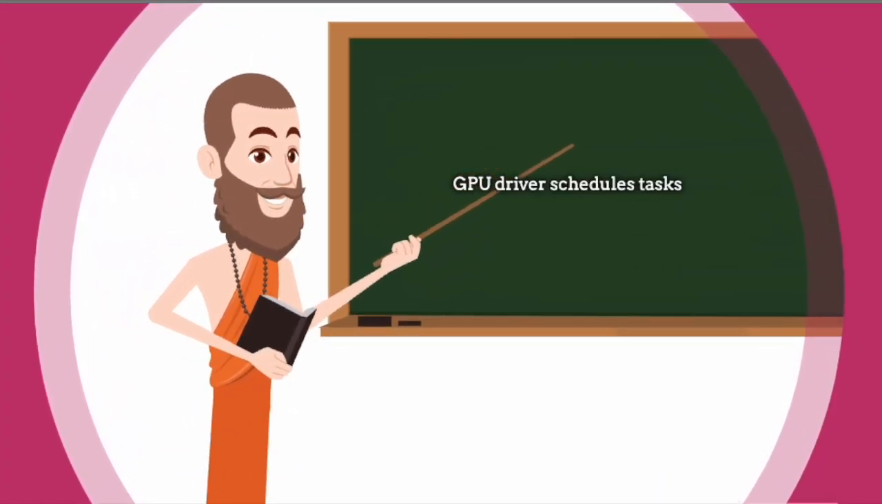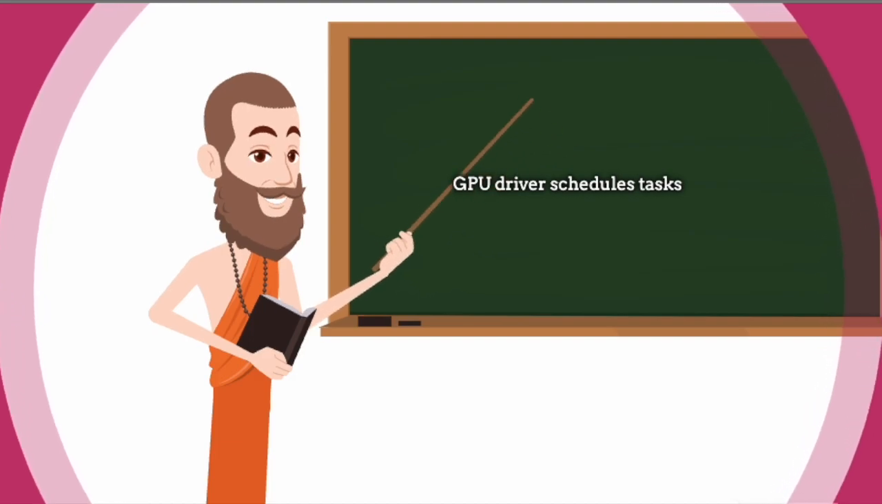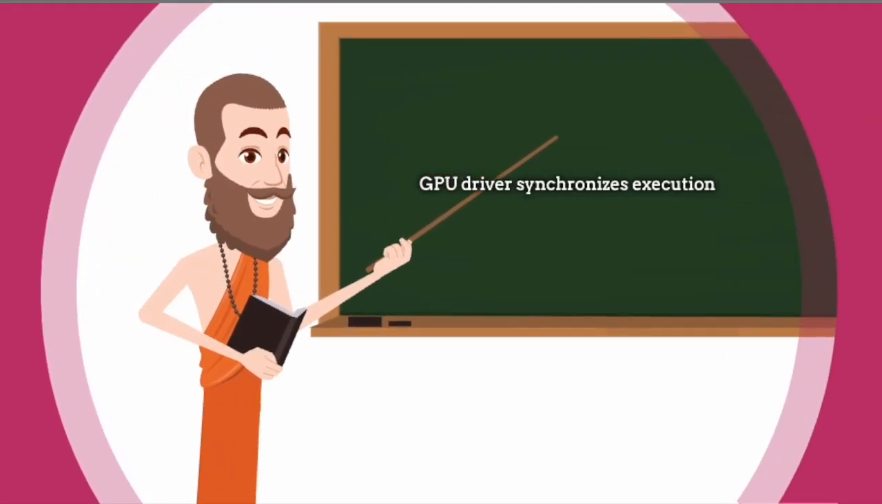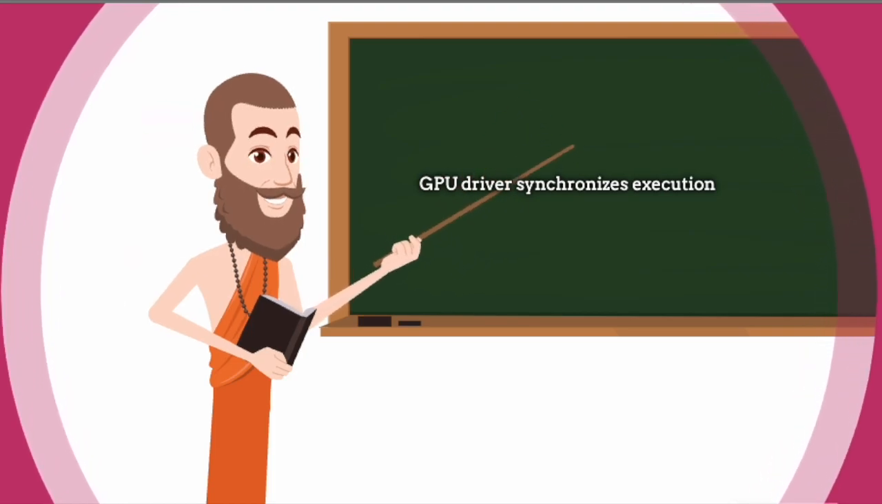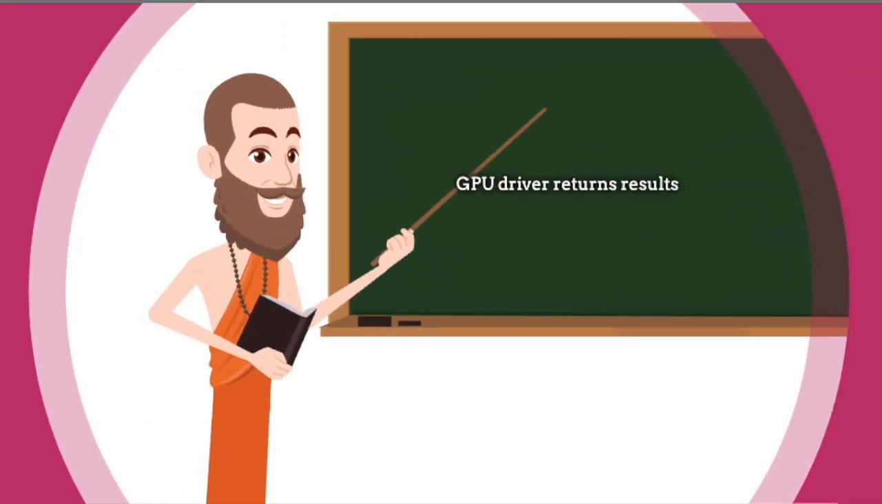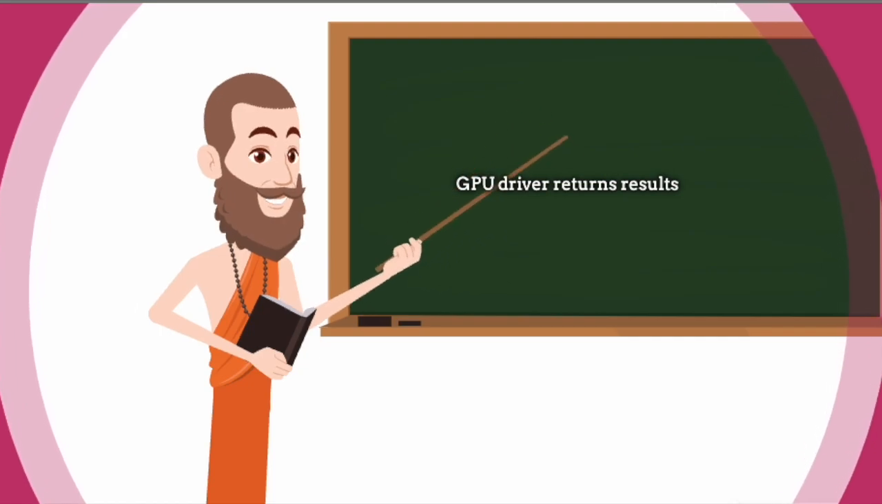After that, the GPU driver schedules tasks to execute multiple instructions in parallel on the GPU. The GPU driver then synchronizes the execution of tasks on the GPU to ensure that dependencies are met correctly or not. Then it returns the result to the CPU, where they can proceed and the data can be used.